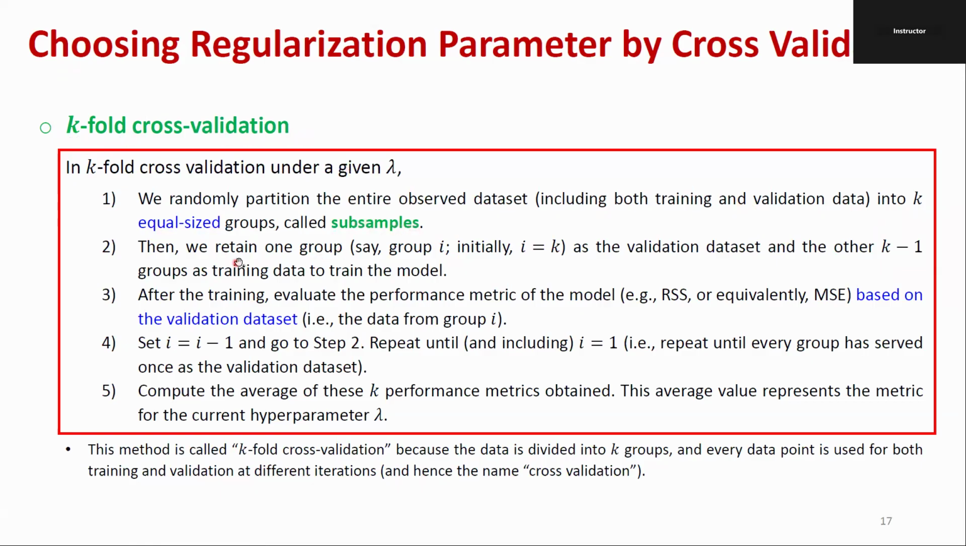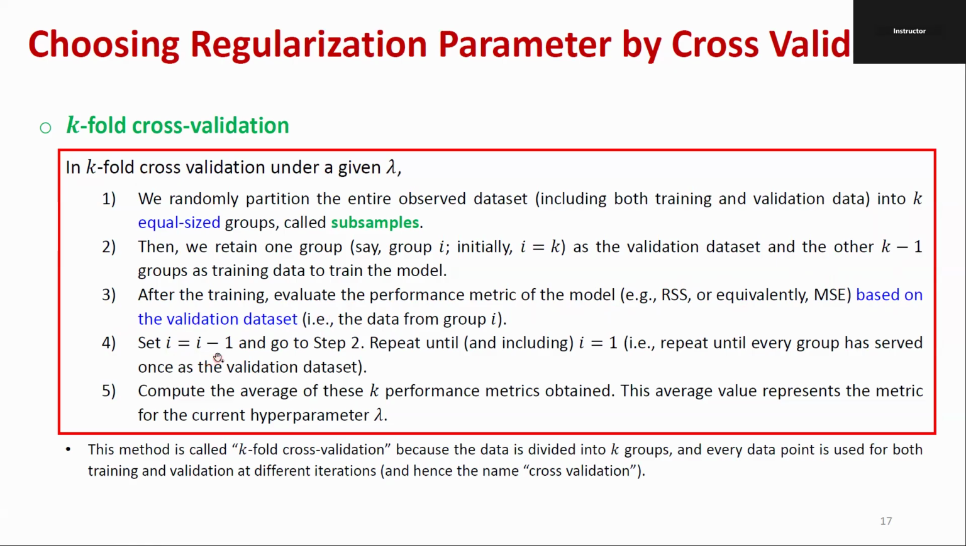Okay, now we will retain one group, let's say group i. Initially, we will choose i equals k, and later you will see we set i equals i minus 1. Choose group i as the validation data set, and the other k minus 1 groups as the training data set to train the models. Now we just train the models, remember model.fit. And then after the training, evaluate the performance metric of the model. Here we're going to use MSE based on the validation data set. The training data set is for training, so after training I will choose the betas, and now I will calculate the MSE, the performance metric, based on the validation data set.